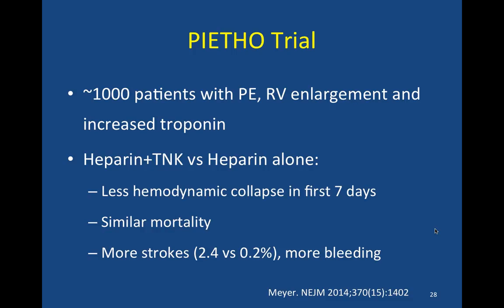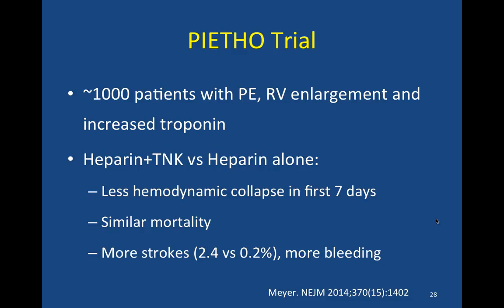More recently, there have been other studies too, and the largest study on this subject was published in the New England Journal last year. It's called the PEITHO trial. There were 1,000 patients in this trial with PE and evidence of RV enlargement and increased troponin. These patients were treated with heparin plus TNK, which is another lytic, versus heparin alone. And they showed about the same outcome that has been shown before. So less hemodynamic collapse in the first 7 days, but similar mortality. Notice that there have been more strokes and more bleeding, obviously, with the TNK, 2.4 versus 0.2%.